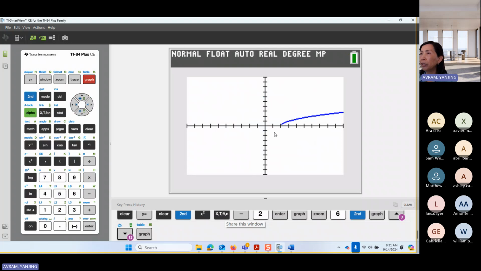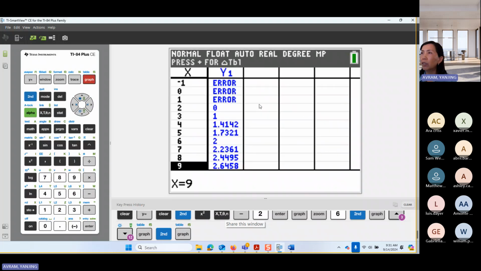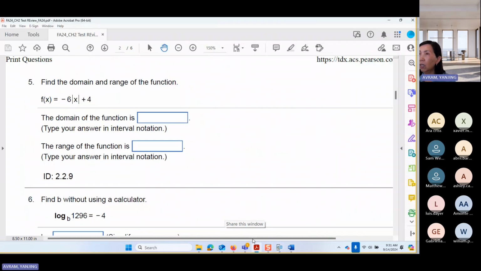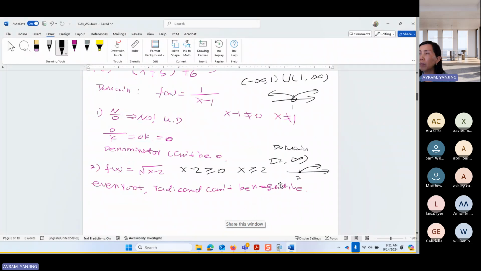And what is my range? Well, range is the y value. You can see that the minimum value of x is 2, so the minimum y value is 0. The graph starts at this point where y is 0, and y keeps going up. So it's an increasing function. So that is my domain, and my range for this one will be from 0 to infinity.